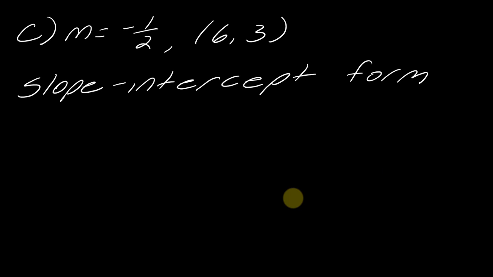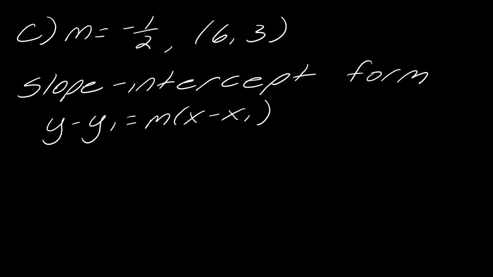Okay. So now I've got part C here, so I want slope-intercept form. I want to recommend to you that you try this one on your own now. So hit pause and then hit play when you're ready to see the solution. So I'm going to once again do y minus y1 equals m times x minus x1. So this is going to be y minus 3 equals -1/2 times x minus 6.